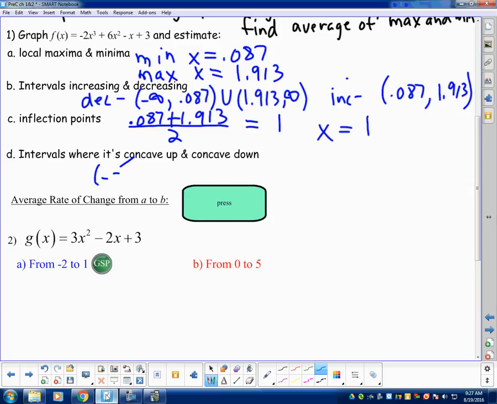Write that down here. It's concave up from negative infinity to 1, and concave down from 1 to infinity.